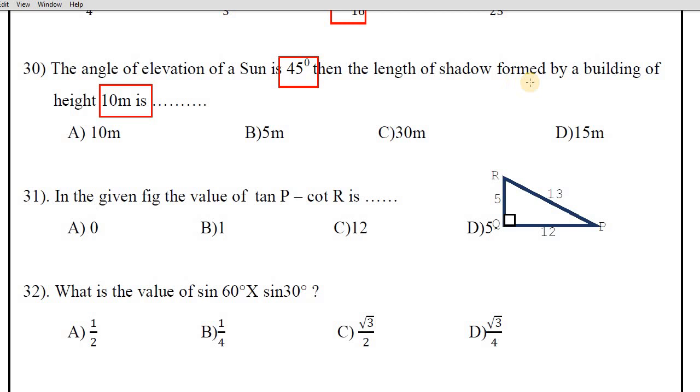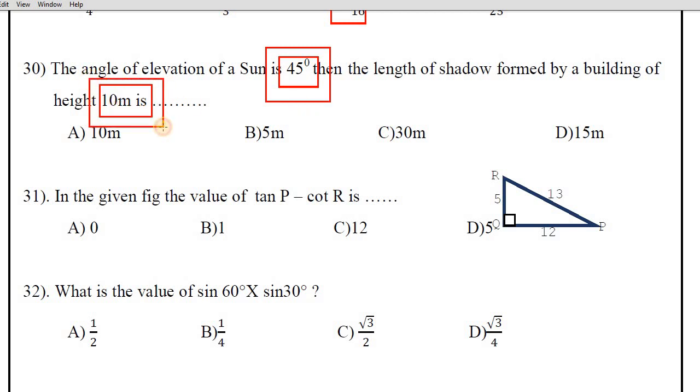Length of the shadow formed by a building of height 10 meter. The height of the building is given as 10 meter and we need to find the length of the shadow. You can do this without solving, children. Many times I have said it, because here the angle of elevation is 45 degree and the height of the building is given as 10 meter.